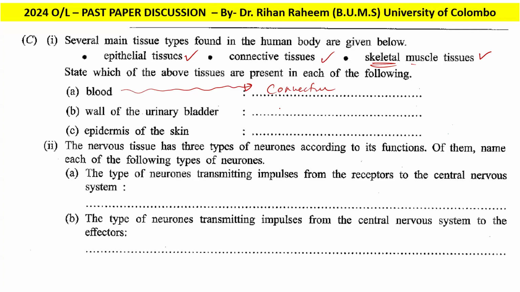Wall of the urinary bladder, okay, we have the covering of the urinary bladder, we have epithelial tissue. The inner muscles of the urinary bladder will be smooth muscle tissues, but that answer is not there, so you don't need to get confused, because for the urinary bladder and blood vessels, both the epithelial tissue and the smooth muscle tissue wordings are coming. Don't worry about that. Here they are talking about the outer covering of the urinary bladder. Epidermis of the skin, that is also epithelial tissue.